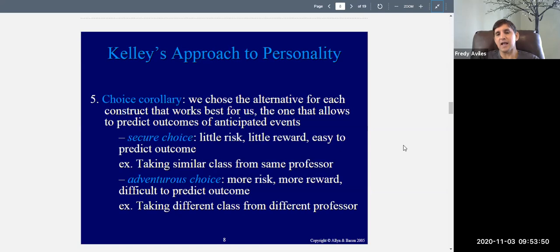You can't predict what's gonna happen. You might do well, or you might not do well. But there's also potentially more reward. You could find another professor that you like a lot, or another subject that you really enjoy. And that is the reward. And you would have never gotten that if you hadn't taken the adventurous choice. And that's the way it is for all our constructs, according to George Kelly.